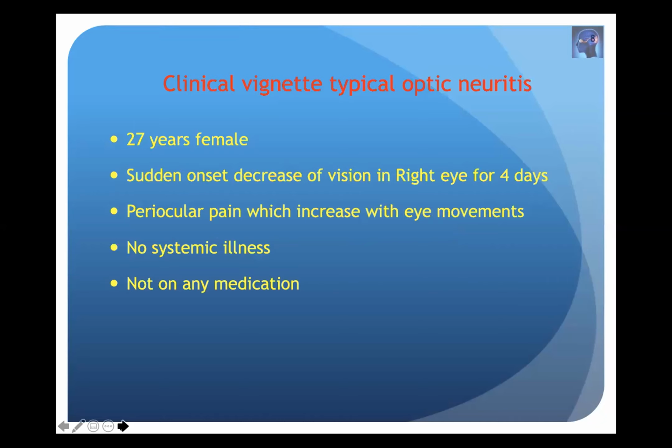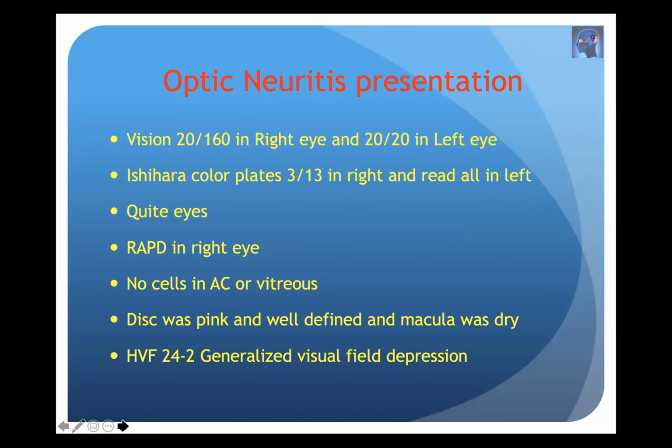I'll give you a classical clinical vignette of one of my patients diagnosed and treated as typical optic neuritis. She was a 27 year old female, presented with the complaints of sudden onset decrease of vision in right eye for past 4 days. She reported periocular pain, which increases with eye movements. There was no systemic illness, and she was not taking any medication. On examination, her vision was 20/160 in right eye and 20/20 in left eye. She was reading 3 out of 13 color plates with the right eye, and she was reading all 13 Ishihara color plates with the left eye.